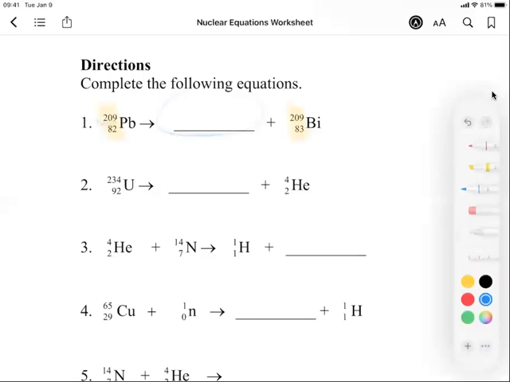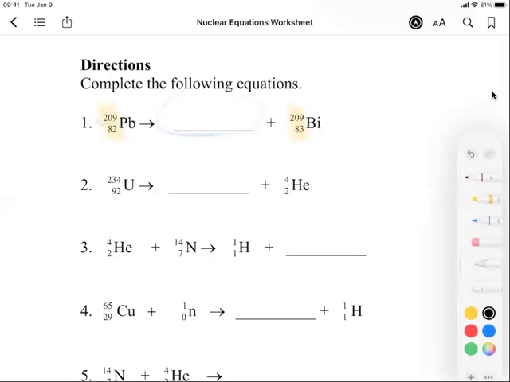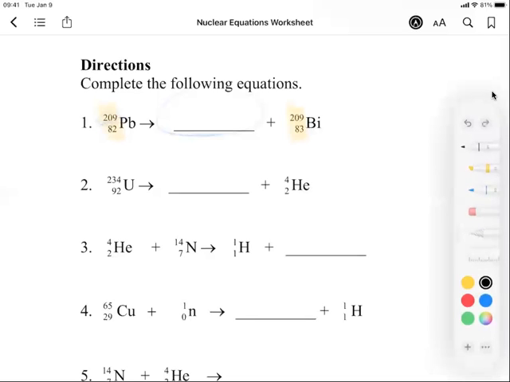Okay, so you've got 209 on the left and 209 on the right. So mass isn't changing. However, you are changing atomic number because you're going from 82 to 83, which means you are increasing the number of protons by 1.